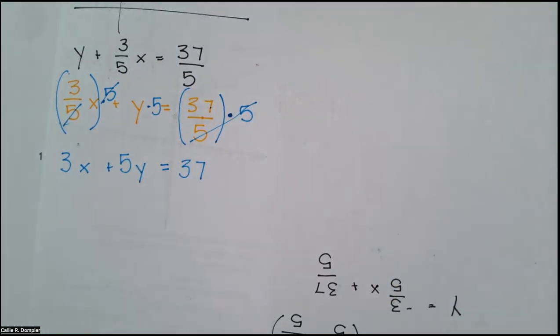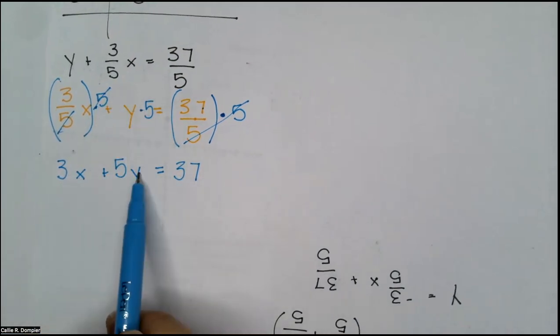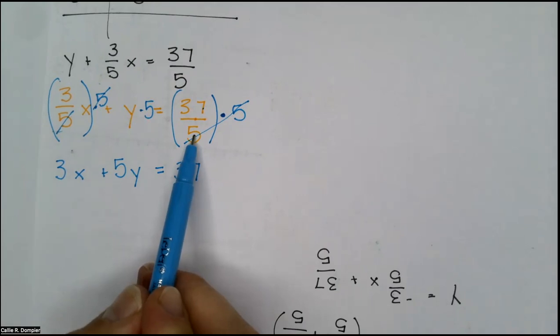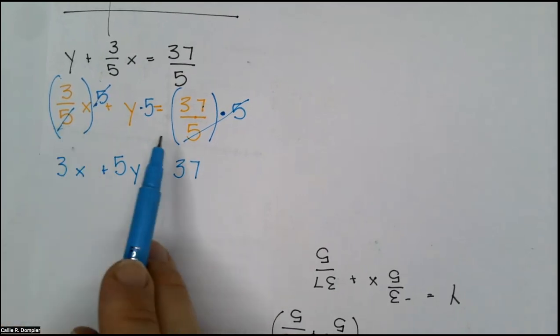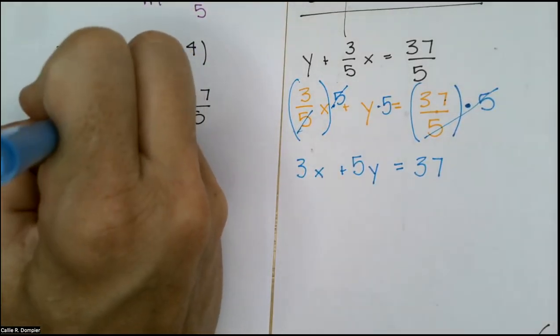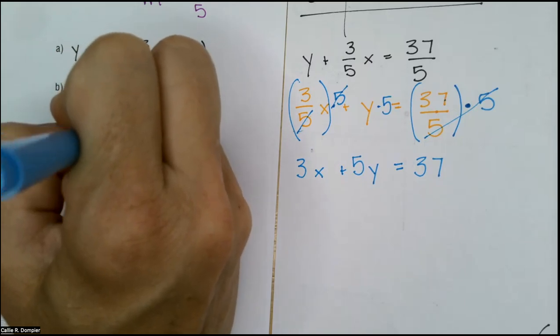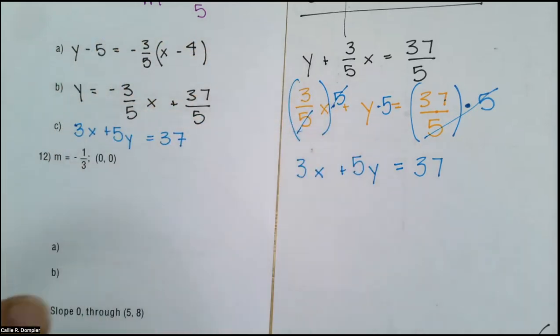So that looked really hard, but what you're actually doing is you're moving your x and your y to the same side, and then you're multiplying by any fractions to get rid of the fractions. You just get bigger numbers, but you don't have any fractions. Okay? So that was 3x plus 5y equals 37. And again, we can graph all three of these to make sure they are the same line.